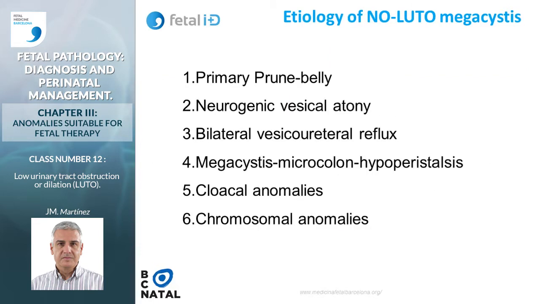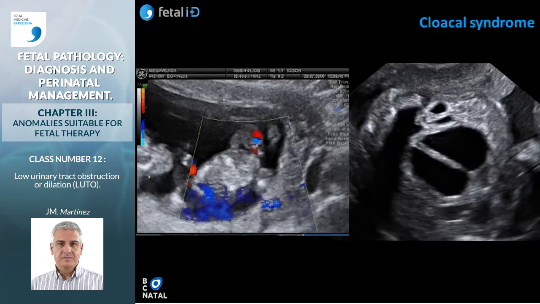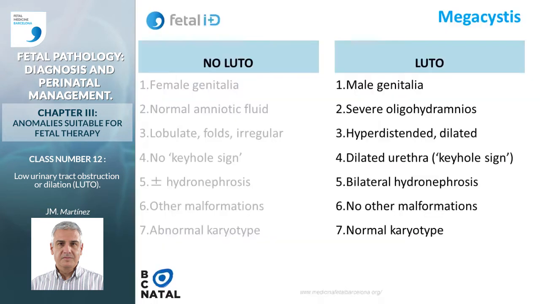The most frequent etiology is the primary Prune belly. We also have to rule out the presence of neurogenic vesicle atony, a bilateral vesico-urethral reflux, cases of megacystis, microcolon hyperperistalsis, or cloacal anomalies. While the cases of megacystis secondary to obstructive pathology are generally males with persistent oligohydramnios with hyperdistended bladders, keyhole sign is usually seen, bilateral hydronephrosis, and in general there are no other malformations and with normal karyotype.